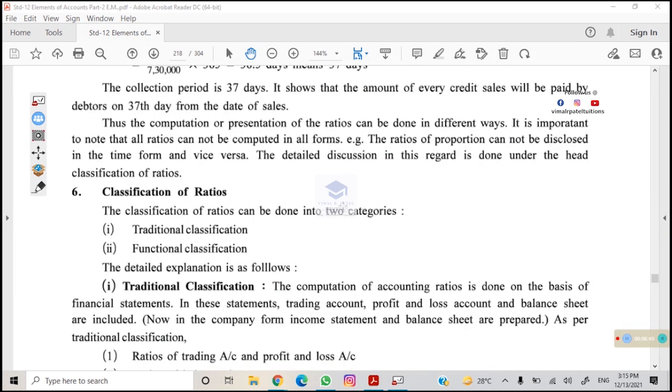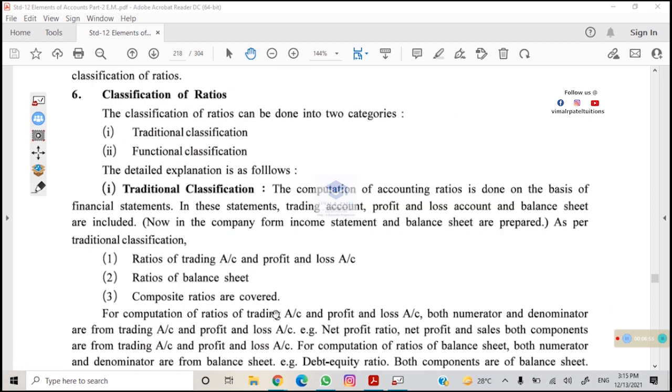Now, ratio can be classified as per the traditional method and as per functional classification. Computation of accounting ratio is done on the basis of financial statements. In these statements, the trading account, profit and loss account and balance sheet are included. Ratio prepared on the basis of trading or P&L account, ratio prepared on the basis of balance sheet, or composite ratio, which are prepared on the basis of information of trading or P&L as well as balance sheet.